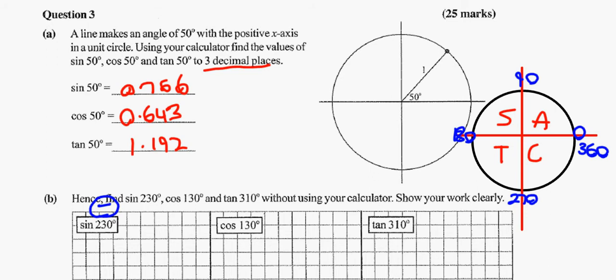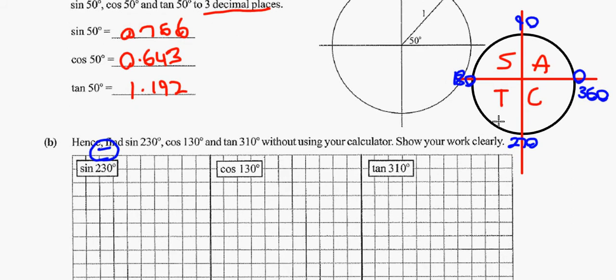Okay. Now, because I know that sine 230 is located between 180 and 270, it's located in the third quadrant. Because I know it's located in the third quadrant, I know it's negative. Because I know that cos 130 is located in the second quadrant, where only sine is positive, I know that is negative as well. And where tan 310 is located in the fourth quadrant, where only cos is positive, I know that tan 310 is also negative.